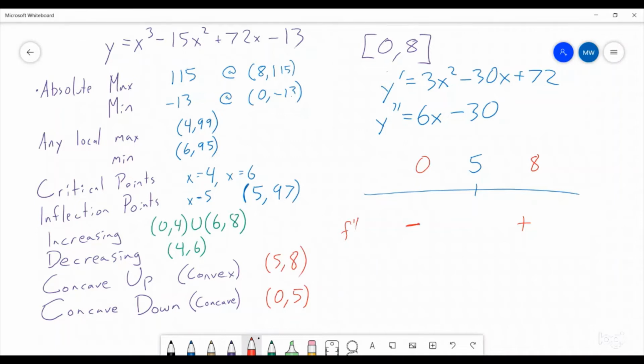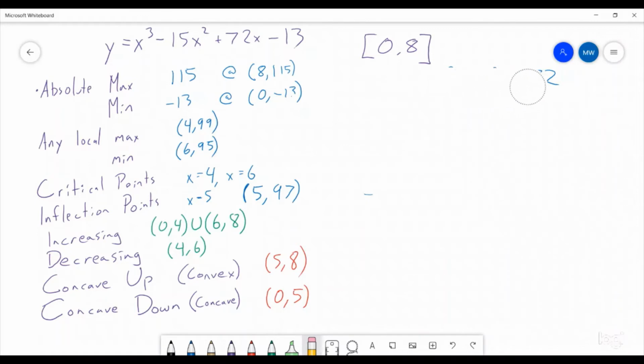Okay, so now the question is, how would we graph this? Now that we have all of those different pieces of information, let's graph this function, because this might be something that we would be asked to do on a test. So here we go, interval from 0 to 8.